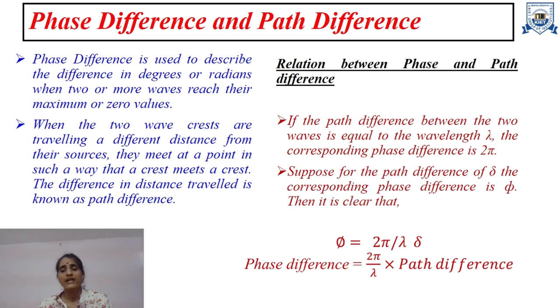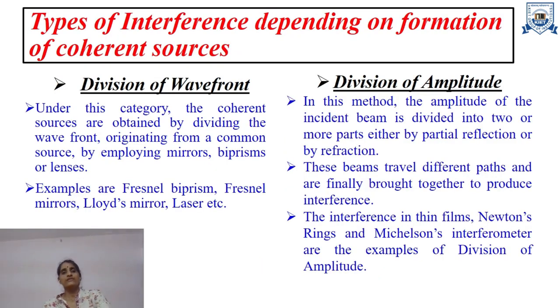Because if the path difference between the two waves is equal to wavelength lambda, then the corresponding phase difference between the two waves is given by 2 pi. Now, further, interference is also divided depending on the formation of coherent sources. On the formation of coherent sources, interference is divided in two parts. One is division of wavefront and another is division of amplitude.